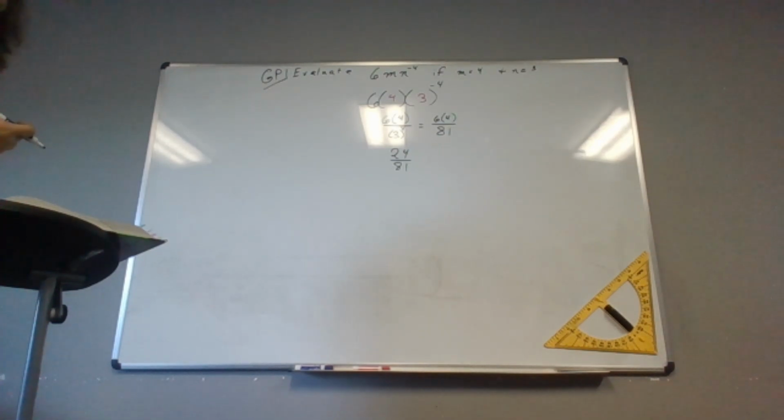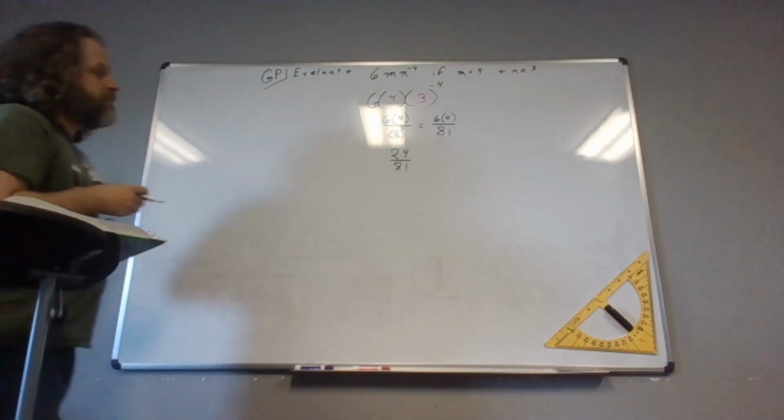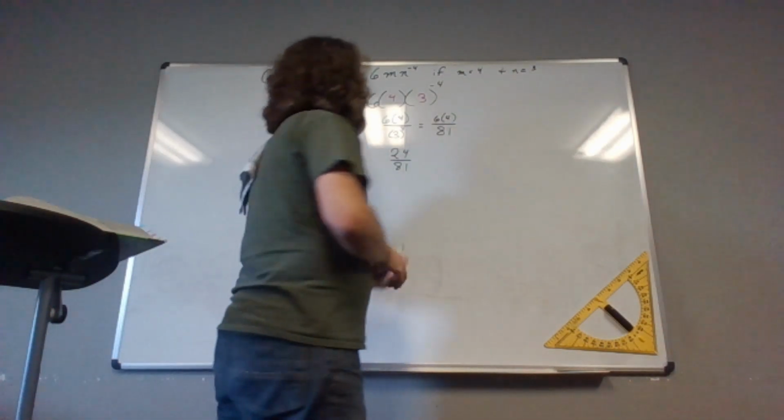You can just put 2/4 over 81 and click enter. That's true. Your calculator will reduce it for you.